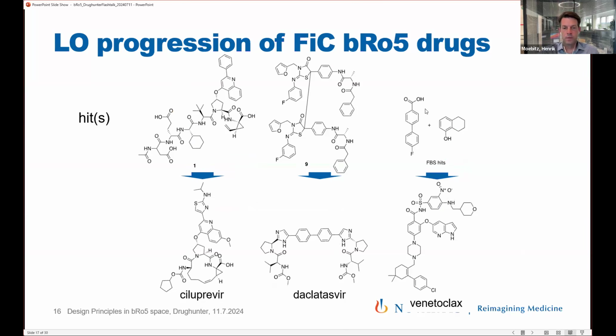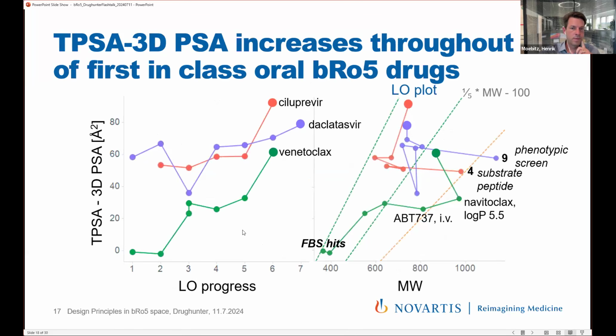And I've plotted the neutral TPSA and the 3D PSA on the next slide for all of these campaigns. So in the left graph, you have the LO progress, so the progression of front runners leading from the hit to the clinical candidates, plotted against the neutral TPSA. And you can see that in all three cases, neutral TPSA increases. On the right, this is plotted in the LO plot. And you can see that all three campaigns in a way have the sweet spot as an attractor.